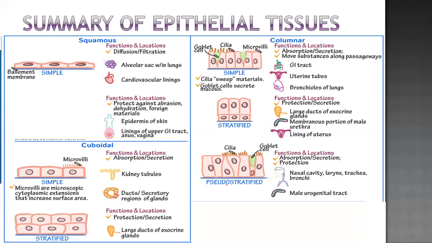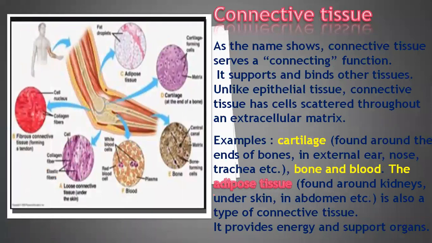This is called pseudostratified. Pseudostratified means this is stratified, sorry, not stratified. Stratified means layers are present here. These are simple because they don't have layers. They are just a single layer. And pseudo means they overlap one over the other, but they don't have proper layers of that.